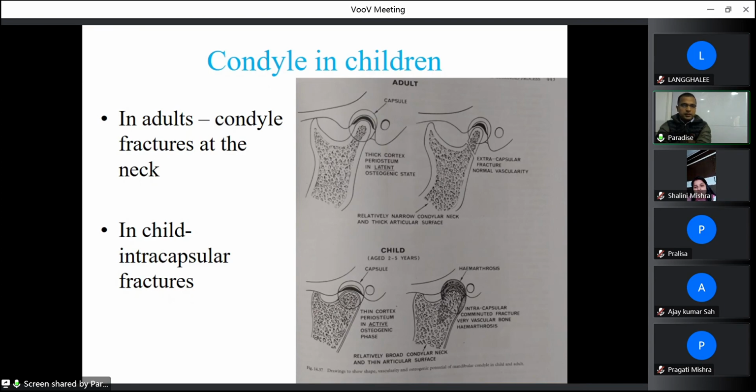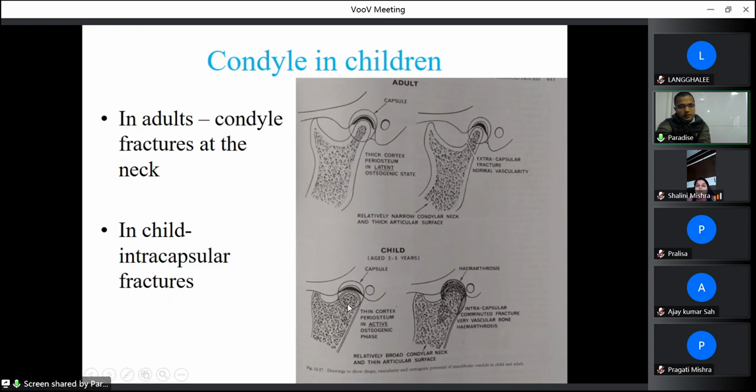Condylar head fracture is rare in adults, but in contrast, in case of a child or pediatric patient, the most common fracture is condylar head fracture. Condylar neck fracture or subcondylar fracture does not usually take place in the pediatric patient. As you can see in the figure, the condylar neck is broad as compared to the condylar head. The overlying cortex is very thin.